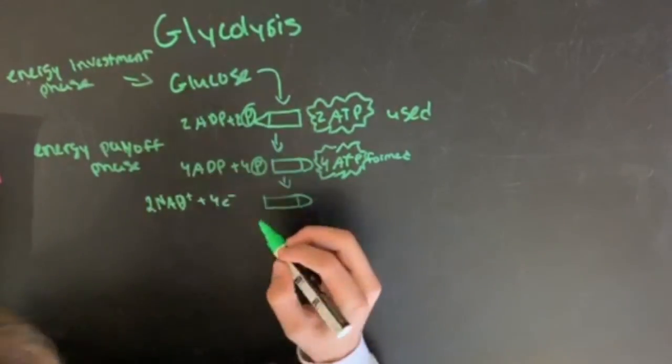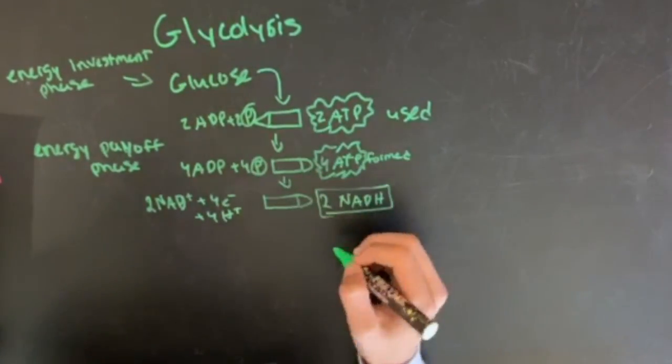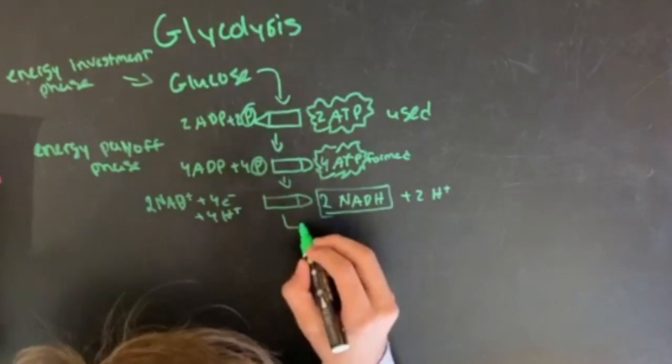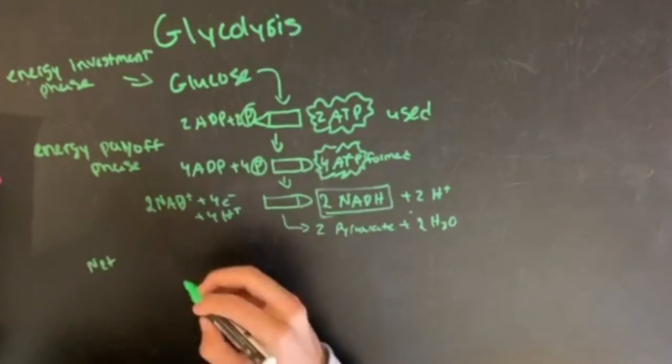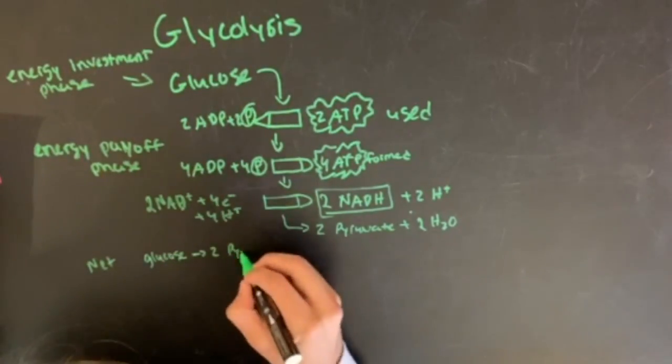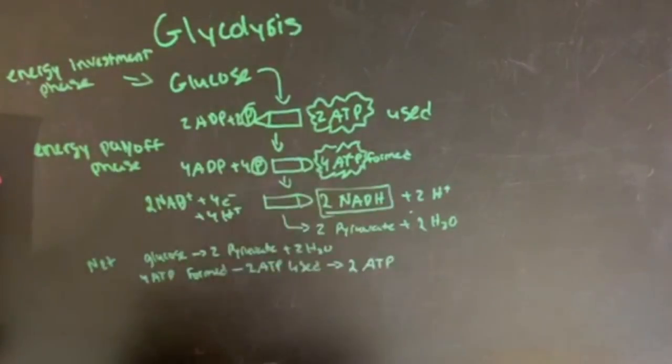During the payoff stage, the ATP is produced by substrate-level phosphorylation. NAD+ is reduced to NADH by electrons, which are released by the oxidation of glucose. The net yield per glucose molecule is 2 ATP plus 2 NADH.